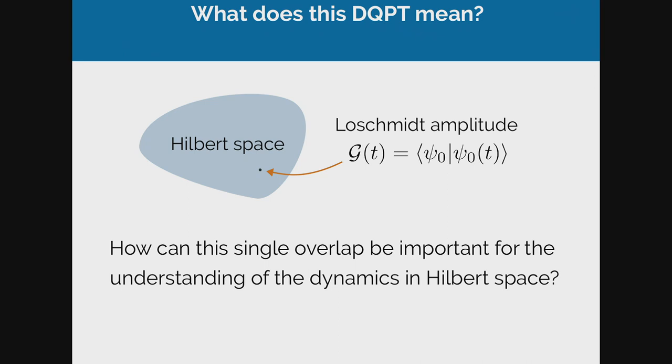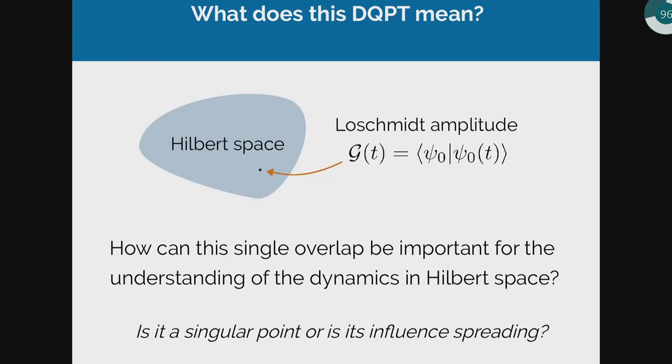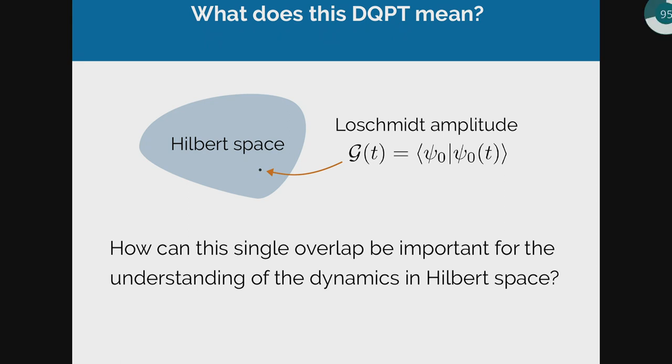return probability, we are always projecting onto one basis state in Hilbert space. When you want to visualize that, Hilbert space is a huge object, and what this g of t measures is the projection of your full time-evolved wave function onto one single dot here. So how at all can this single overlap be important for understanding the dynamics of this whole object in Hilbert space? How can this be? Yeah, please.